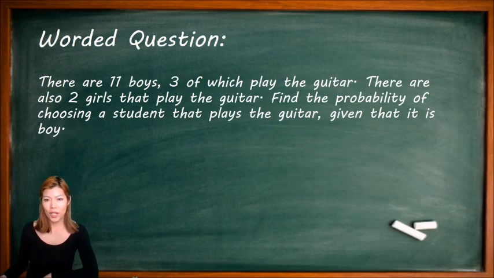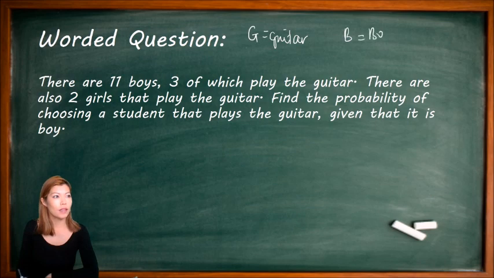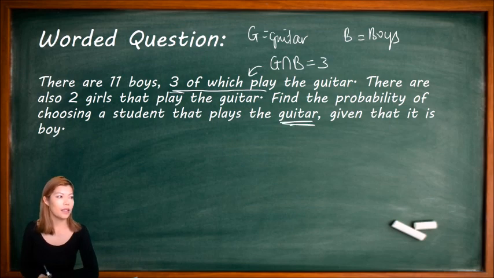This question could have been worded a little bit differently without a Venn diagram. Let's see if we can solve it using the formula that we came up with before. There are 11 boys, 3 of which play guitar. So we're going to have G as guitar and B for boys. Now, 11 boys, 3 of which play guitar. So guitar intersect boys is 3. This is what that sentence is saying. There are also 2 girls that play the guitar. Find the probability of choosing a student that plays the guitar given that it is a boy.